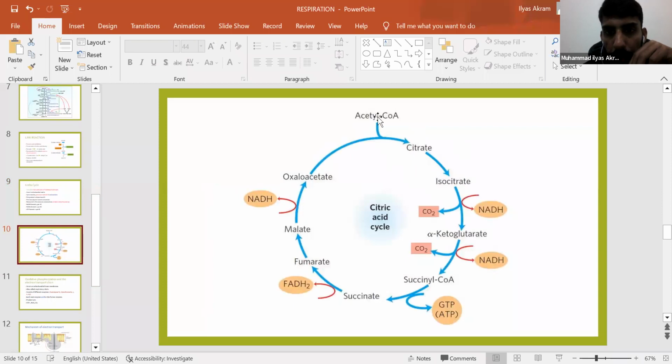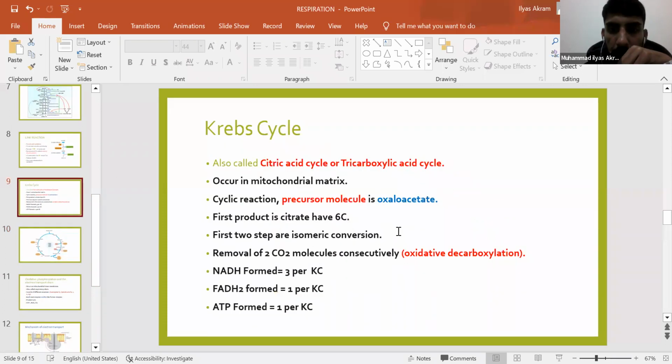We will see in this cycle, this is the acetyl CoA that is entering the mitochondrial matrix. And the first product is citrate. That's why we call it the citric acid cycle. And in the first two steps, there will be the removal of carbon dioxide. Removal of two carbon molecules consecutively, that's why we call it the oxidative decarboxylation process.